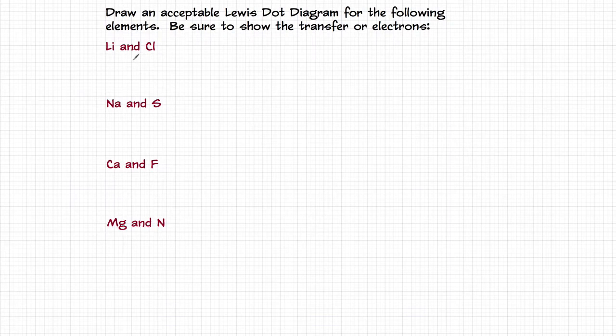Okay, here is a set of problems. Now we're being asked to draw acceptable Lewis dot diagrams for the following pairs of elements, and we're also asked to show the transfer of electrons. So our first one is pretty easy.